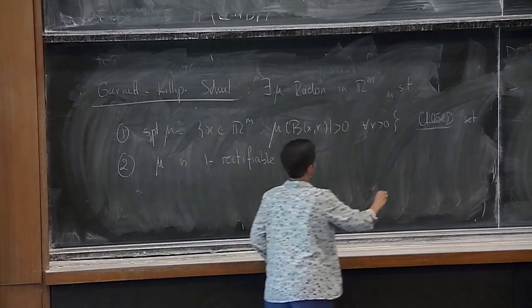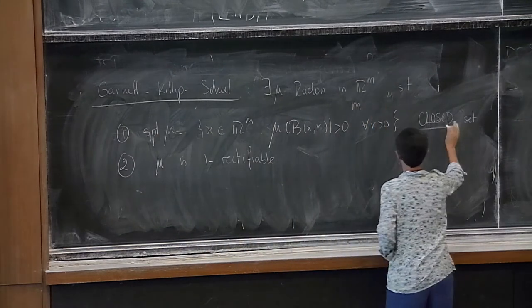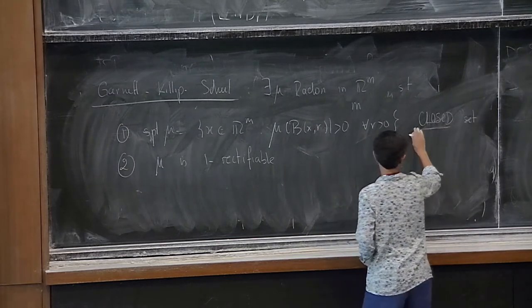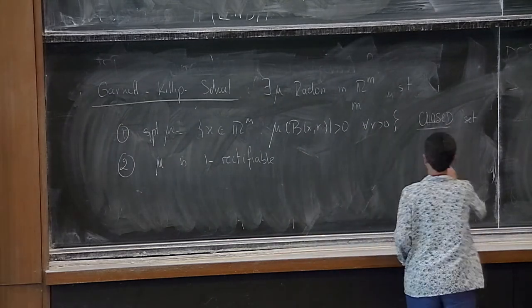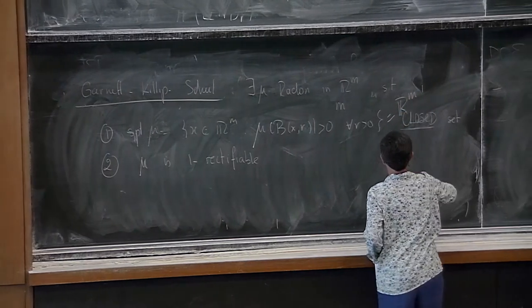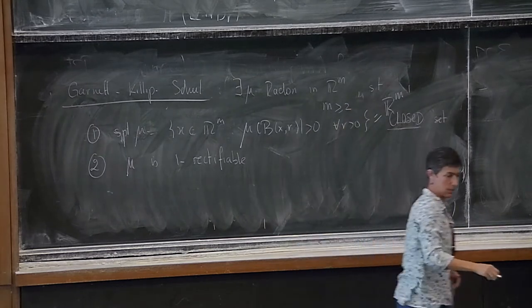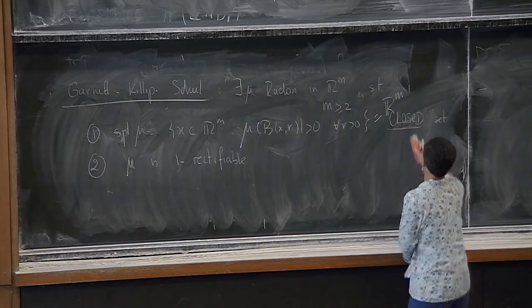Okay, so let me emphasize. The support of mu, which is a closed set, I was given a definition. The support of mu is all of R^m. I want to choose m bigger or equal than 2.